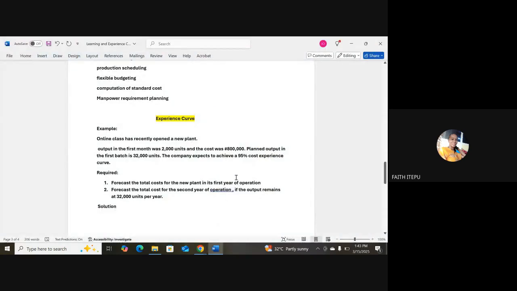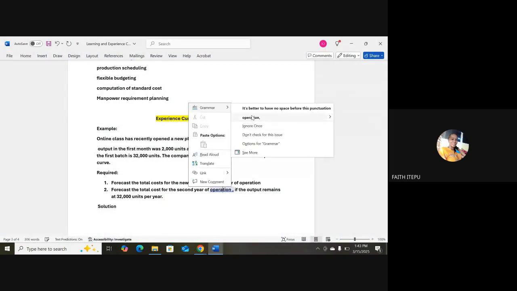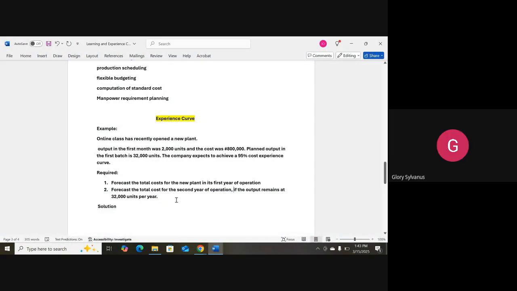Okay, forecast the total cost for the new plant in its first year of operation. Okay. Go ahead.